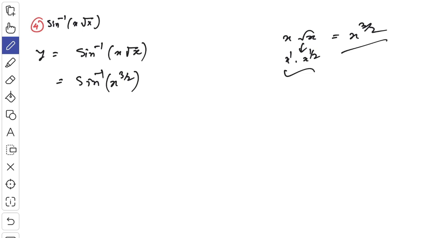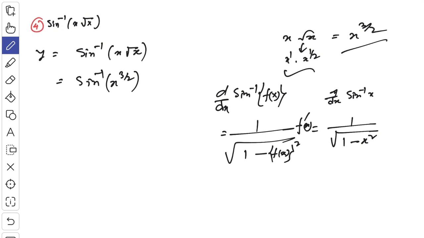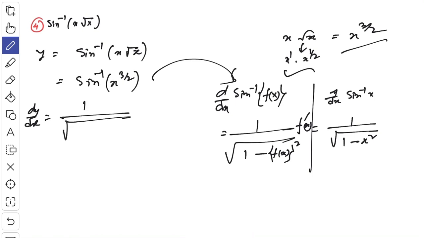Now you can assume this one as sine inverse f of x. So we know the derivative of sine inverse x is 1 by root over 1 minus x square. So sine inverse of f of x, if you differentiate it, then you will get 1 by root over 1 minus f of x whole square, and again you have to differentiate f of x, that means f dash x you will get here. Now compare this one with this, then dy by dx will be 1 by root over 1 minus x to the power 3/2 whole square, and the derivative of x to the power 3/2.